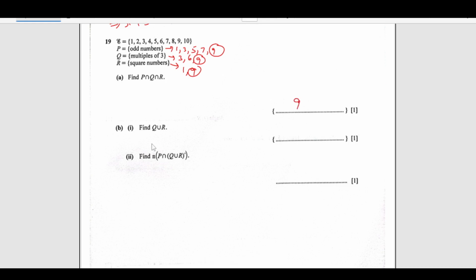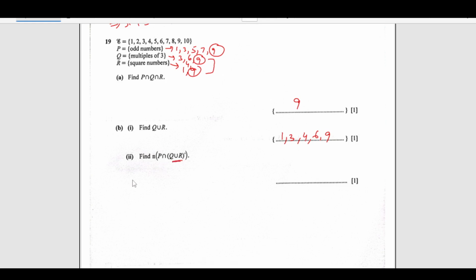Q union R. Q and R. We are taking all the numbers from here. 1, 3, 6 and 9. So sorry, I missed here square number 4 also. 4 is also there here. 1, 3, 4, 6 and 9. Now find this Q.